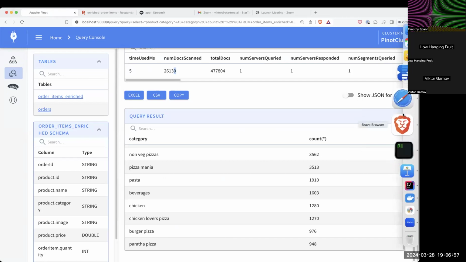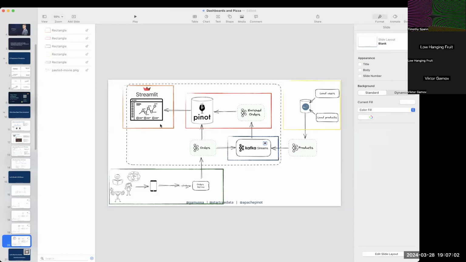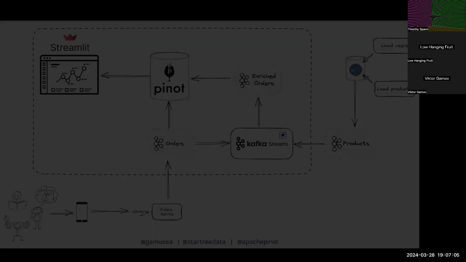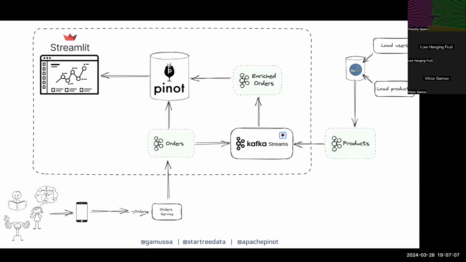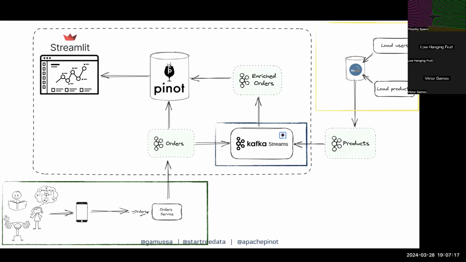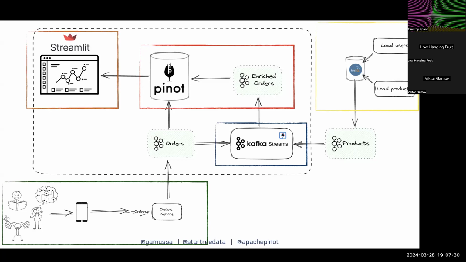Once again, let me show you the diagram, like where we were standing. Data goes through Kafka and lands in a Kafka topic. We have products from the operational data store. Kafka Streams does the join, and we do enrichment in Kafka Streams. We dump this into Pinot, and after that, we are querying this data using Pinot and Streamlit integration.